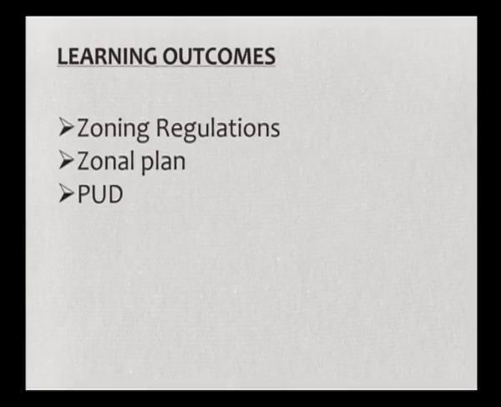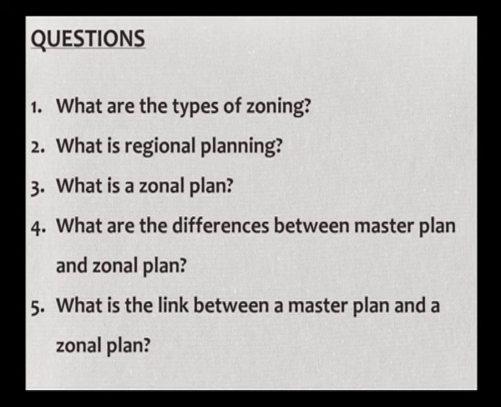Now, in this lecture, we have studied zoning regulations, the zonal plan as well as the planned unit development or PUD. At the end of this lecture, we should be able to answer the following questions. What are the types of zoning? What is regional planning? What is a zonal plan? What are the differences between a master plan and a zonal plan? And what is the link between a master plan and a zonal plan?